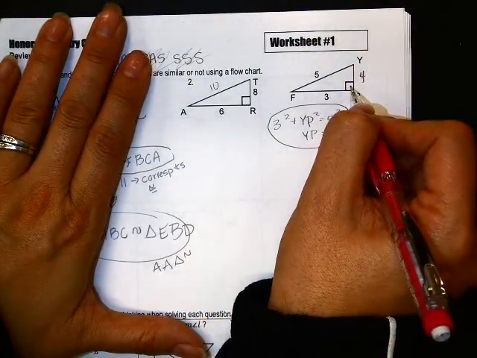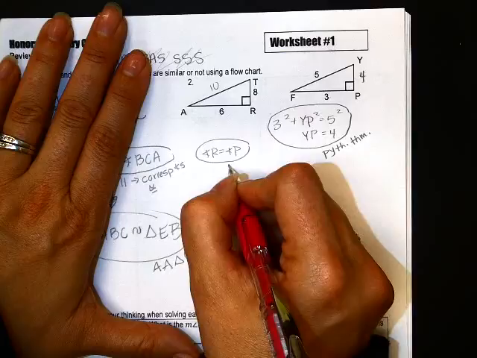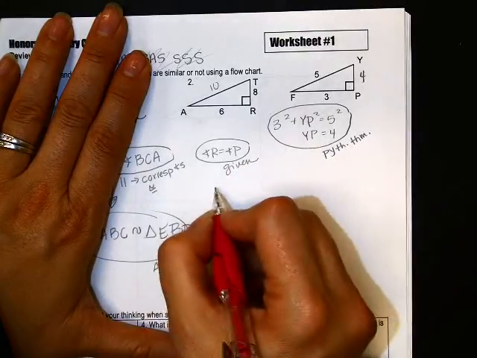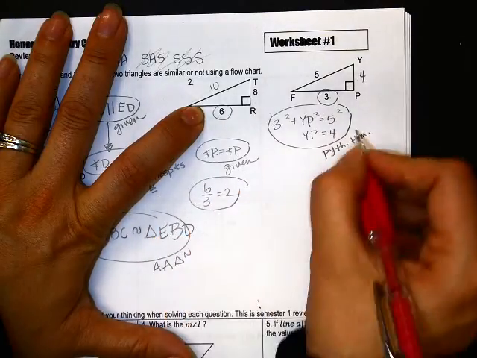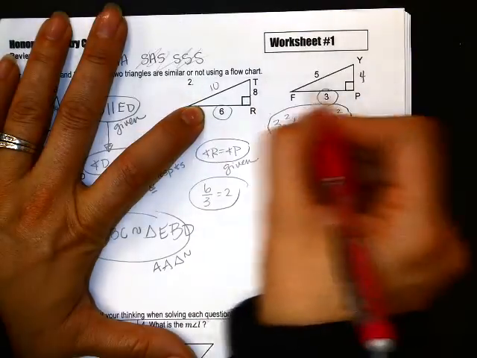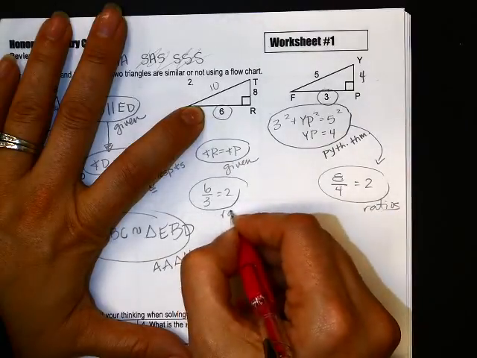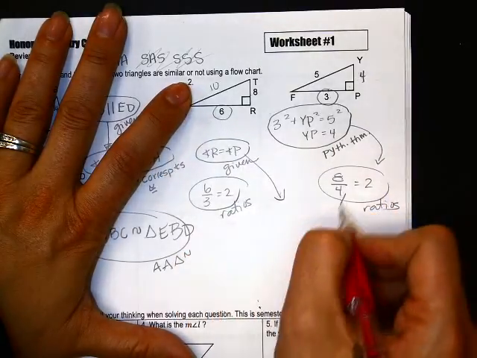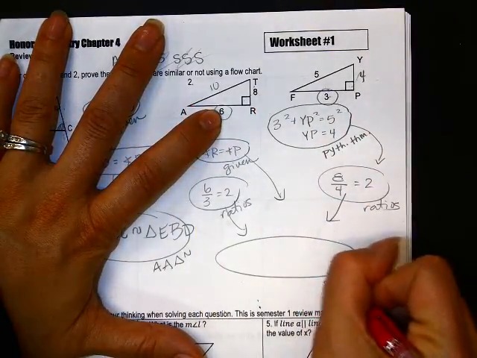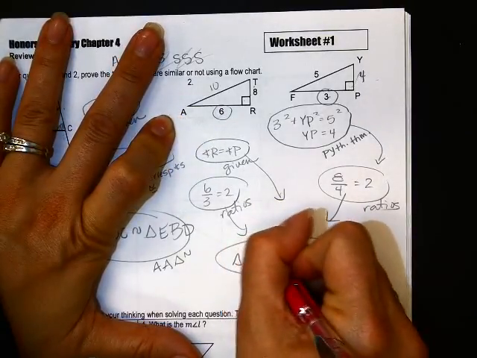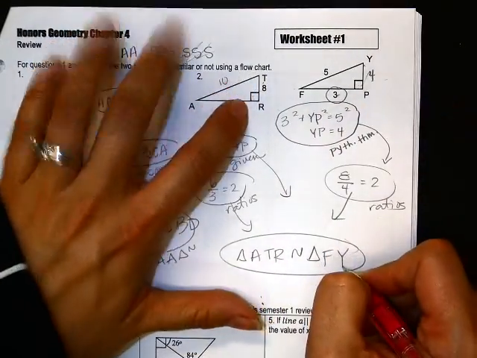So now we need to have our angle, right? So we have angle R equals angle P because that is given. And we're going to go ahead and compare these two. So 6 is to 3. And we're now going to compare these two, which is 8 is to 4. So I have side, angle, side, side, angle, side. Triangle ATR is similar to triangle A goes with F, T goes with Y, and R goes with P.